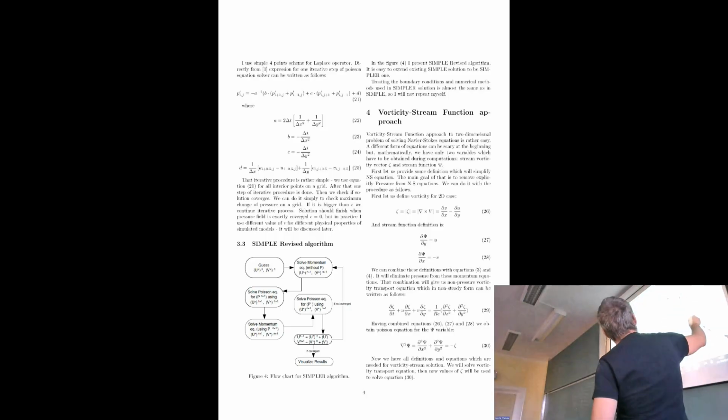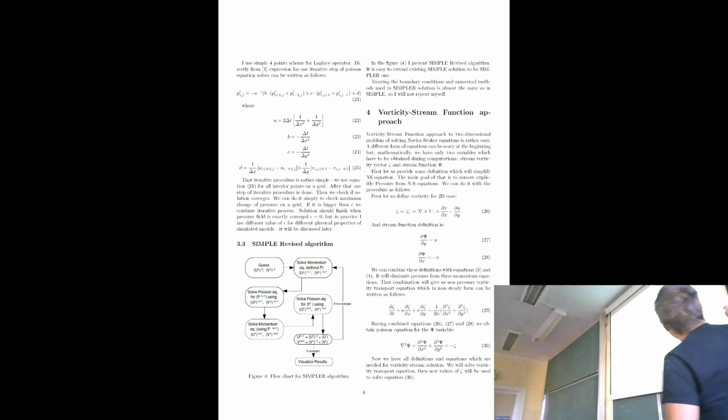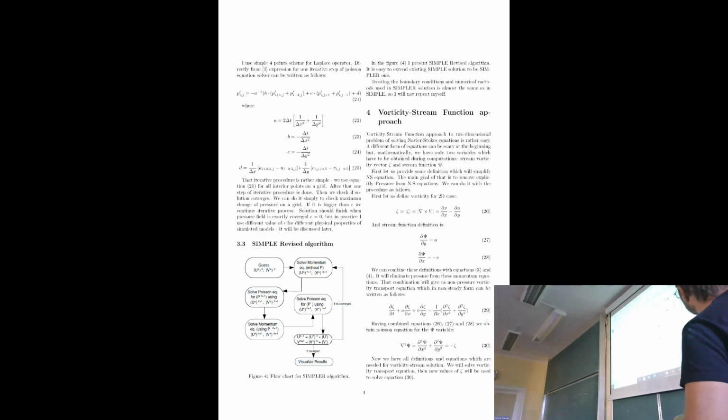We are setting initial psi and xi. We solve the vorticity transport equation. Okay, in a moment I will show it. It should be somewhere in this document. Then we solve the Poisson equation for psi, but we don't have a pressure. We obtain u and v, and we go back and we solve. The solution will go like this. Okay, that's the vorticity stream function approach.